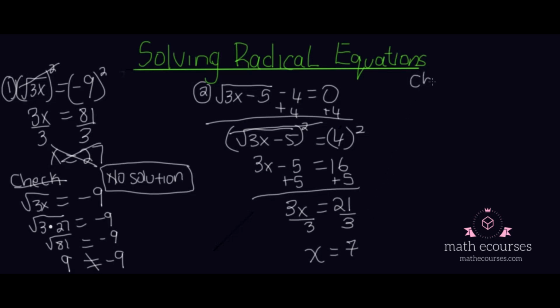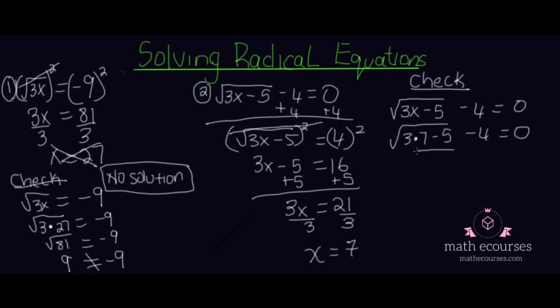So let's go ahead and check to make sure that the 7 will actually work. The original equation was square root of 3x minus 5 minus 4 equals 0. Plug in that 7, so you get square root of 3 times 7 minus 5 minus 4 equals 0. 3 times 7 is 21 minus 5. 21 minus 5 is 16.